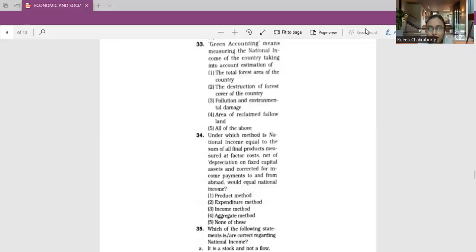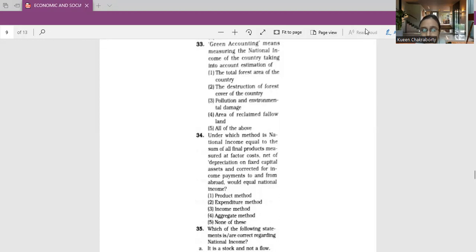Hello everyone, welcome back. So here we are starting the next set of questions, from question number 33 for RBI Grade B officers. Beginning with question number 33. Green accounting means measuring the national income of the country, taking into account estimation of number one, the total forest area of the country, number two, the destruction of forest cover of the country, number three, pollution and environmental damage, and number four, area of reclaimed fallow land.